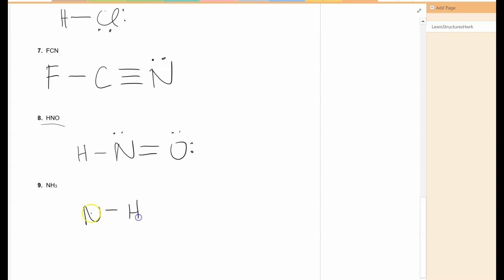And then the last one, you have nitrogen that wants 3 bonds, each hydrogen wants 1, and then there's a lone pair on the nitrogen. So that's what that looks like. All right, so that's it for the Lewis structures.